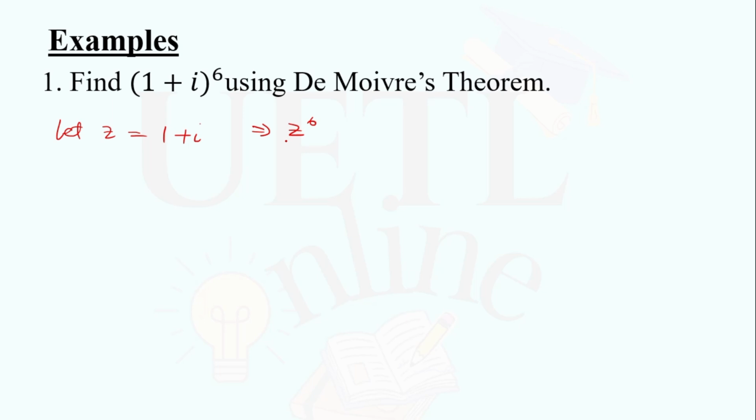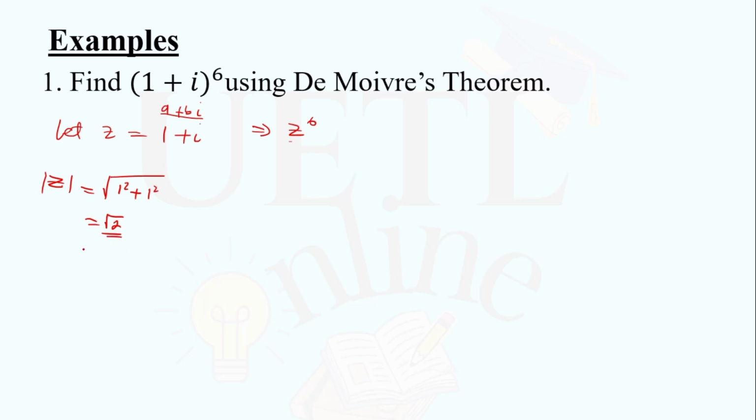I remember I said the first duty is to change this to polar form. How do we do that? The first thing is you just have to find the modulus of z. Let's say this is a plus bi. In this case, a is 1, so 1 squared, plus b is 1 again, so 1 squared. This means that we're going to get root 2 as our modulus.